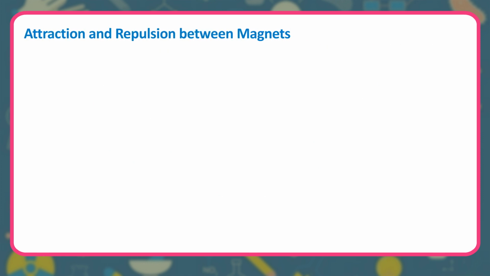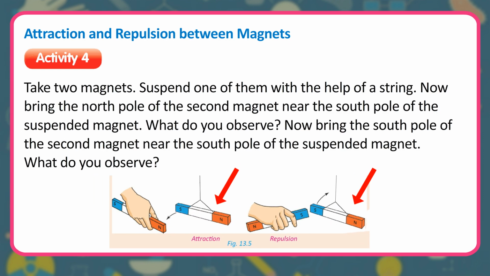Attraction and repulsion between magnets. Activity. Take two magnets. Suspend one of them with the help of a string. Now bring the north pole of the second magnet near the south pole of the suspended magnet. What do you observe? Now bring the south pole of the second magnet near the south pole of the suspended magnet. What do you observe?